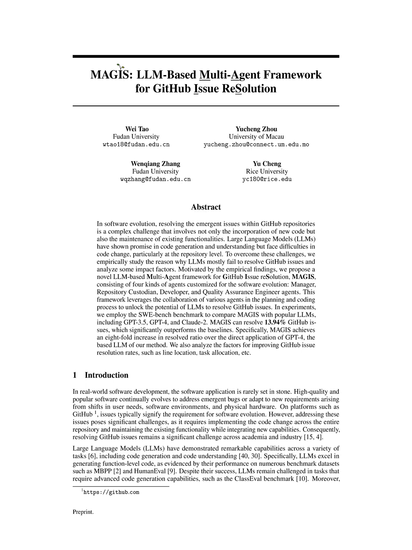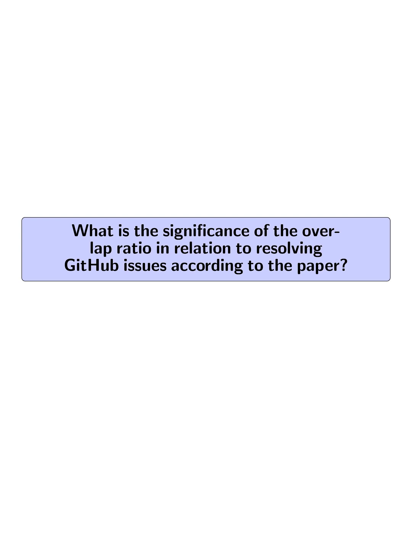The analysis reveals that a higher overlap ratio indicates a better ability to accurately locate the lines of code that need to be modified, which is crucial for resolving GitHub issues effectively. What is the significance of the overlap ratio in relation to resolving GitHub issues, according to the paper?